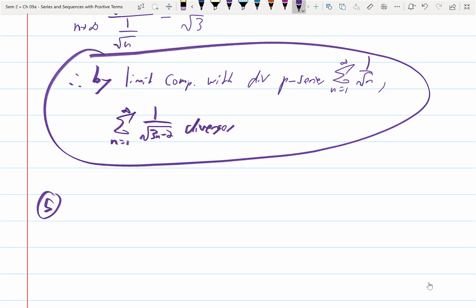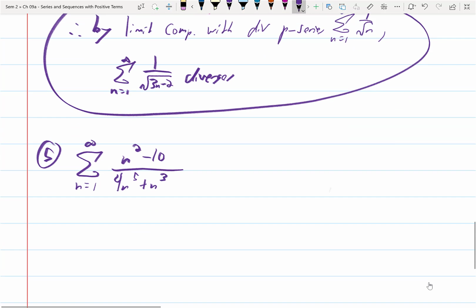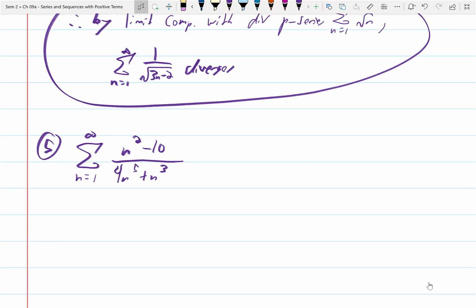Two more. The sum from n equals 1 to infinity of n squared minus 10 over 4n to the 5th plus n cubed. This is our first example where it's not immediately obvious what we can compare it to. But what do you think you can compare it to? What is this essentially acting as? Yeah, it is acting as 1 over n cubed.